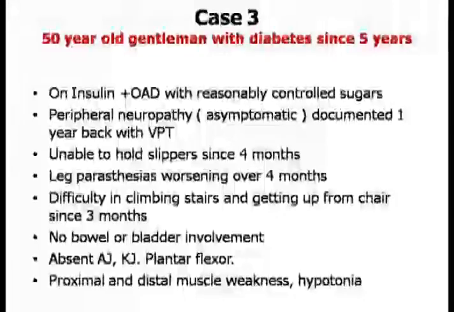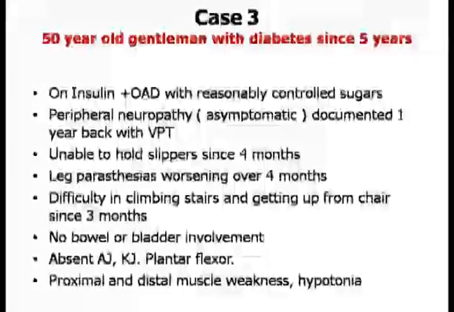Now coming to the last case, it's a 50-year-old gentleman with diabetes since 5 years, on insulin and oral hypoglycemic agents, peripheral neuropathy documented. We all do vibration perception with the biothesiometer. It's a very useful test, so he's already been documented to have diabetic neuropathy. But he's been unable to hold slippers for 4 months, again, quite common in diabetes patients. Leg paresthesia is worsening over 4 months, with difficulty in climbing stairs and getting up from a chair, quite unusual for a patient.